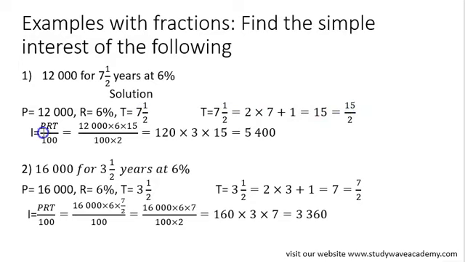So let's go. We write our numbers in the formula: I equals P, which is 12,000, times R, which is 6/100, times time. We have to put the time here, right? And we said we cannot use the mixed fraction, so we changed it to an improper fraction, which is how we got 15/2, and we implement it here. 15/2.